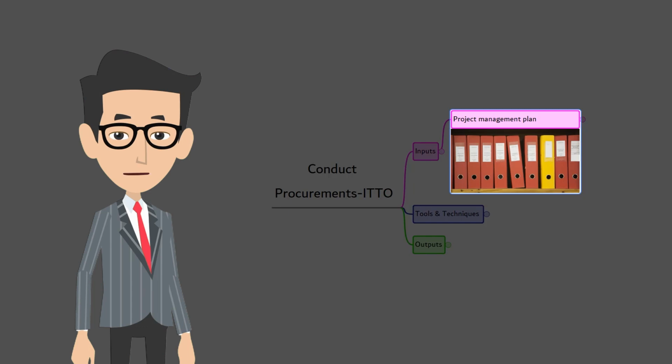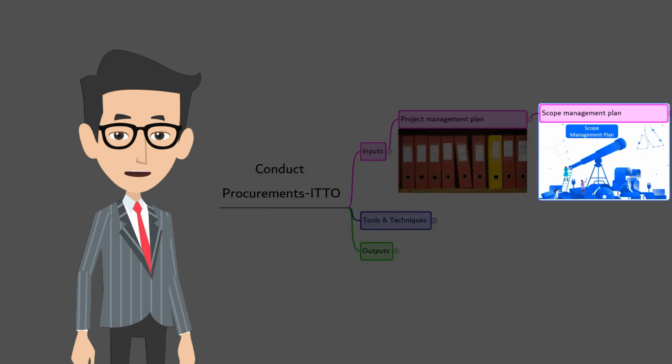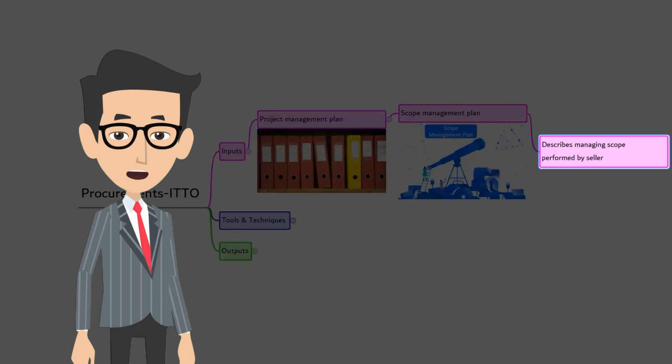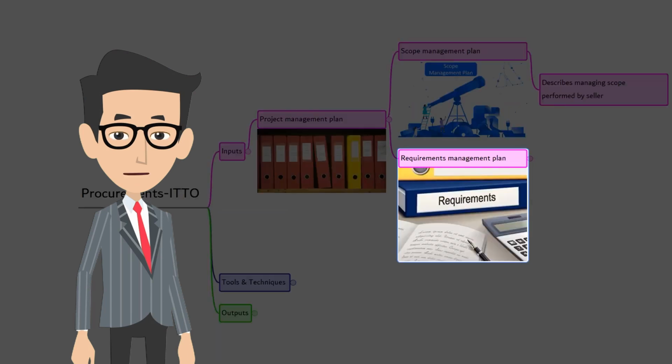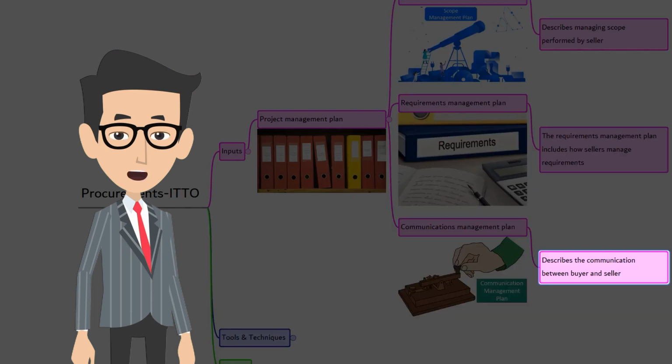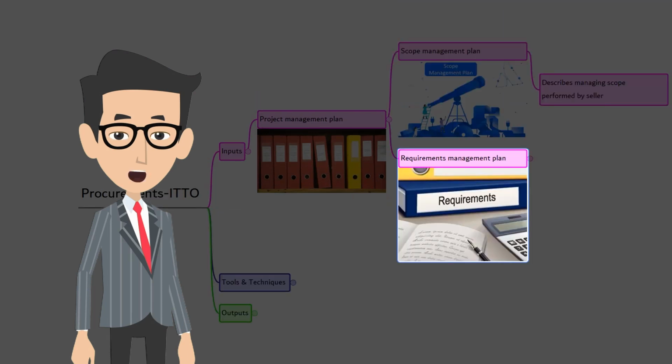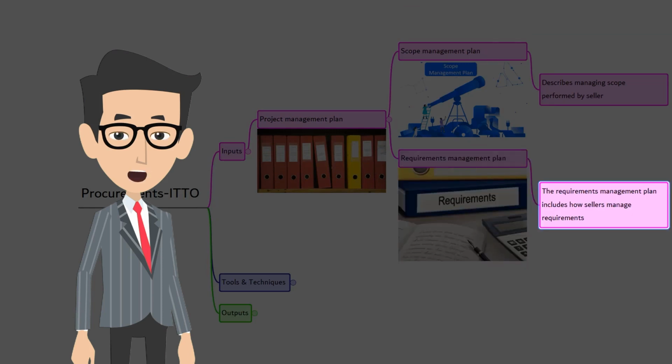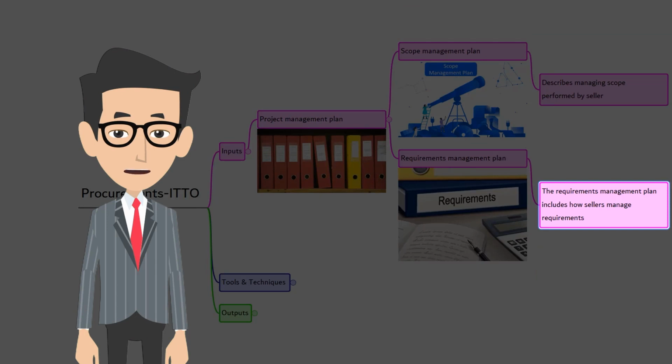Let's look at them. First, scope management plan. The scope management plan describes how overall scope of the work will be managed, including the scope performed by sellers. Requirements management plan. The requirements management plan includes how sellers will manage the requirements.